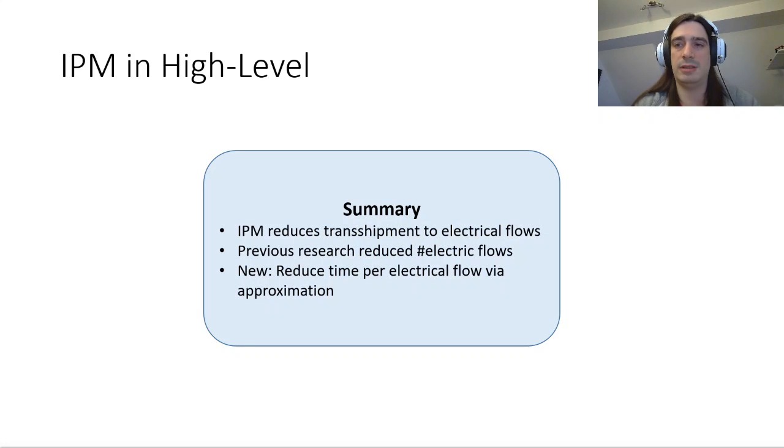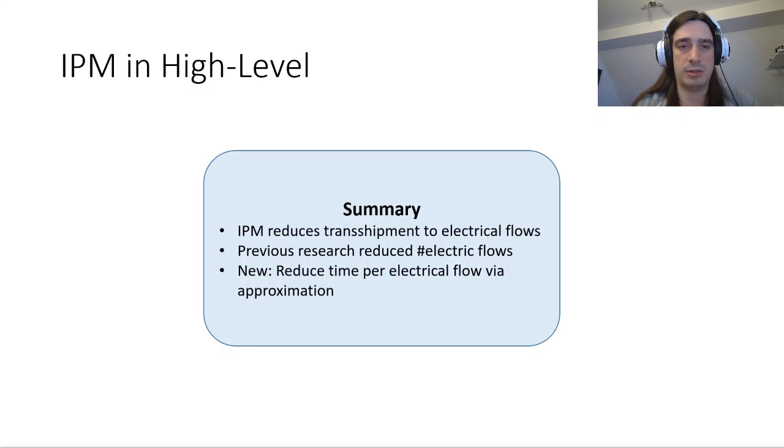So the summary here is interior point method. That's a reduction that reduces transshipment, shortest path, bipartite matching, and so on to a sequence of electric flows. Previous research focused on how to reduce the number of flows that you have to compute. And now our idea is to reduce the time you need to spend for computing one of these flows by computing the flow only approximately.